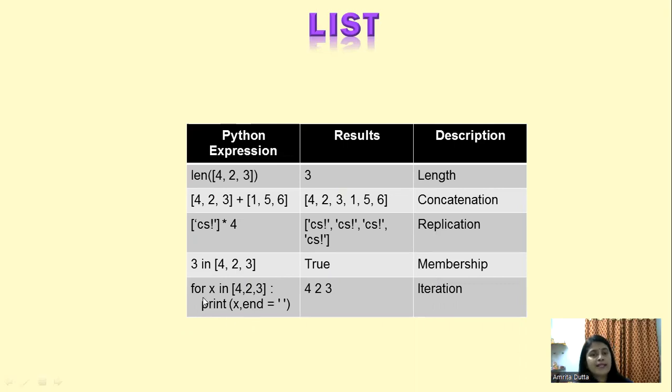Then also we can iterate through the list. So like this, for x in 423, print x. It will display each and every element of the list. So it will go through each and every item of the list. So it will iterate through the list.